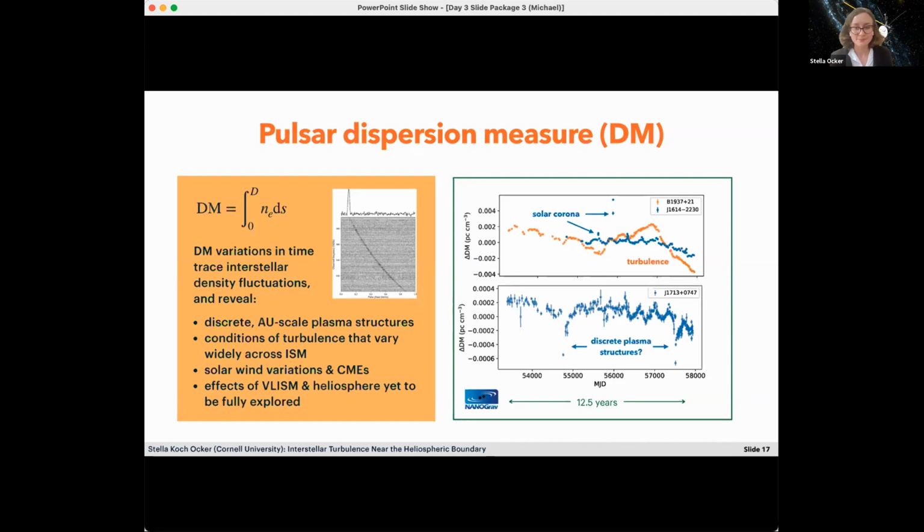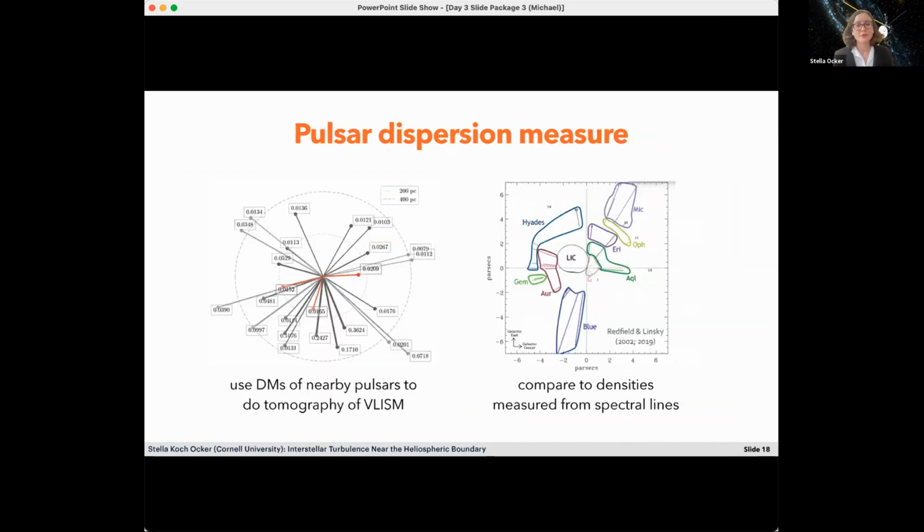So next slide. So pulsar DMs are also really useful for mapping out the spatial structure of the ISM. This spoke diagram on the left is showing you the average electron density along lines of sight to pulsars within 500 parsecs of the sun. And then the 3 lines of sight that are highlighted in red correspond to pulsars within 200 parsecs of the sun.